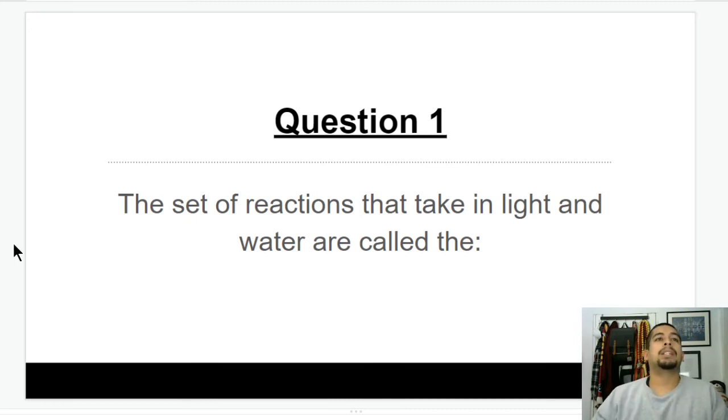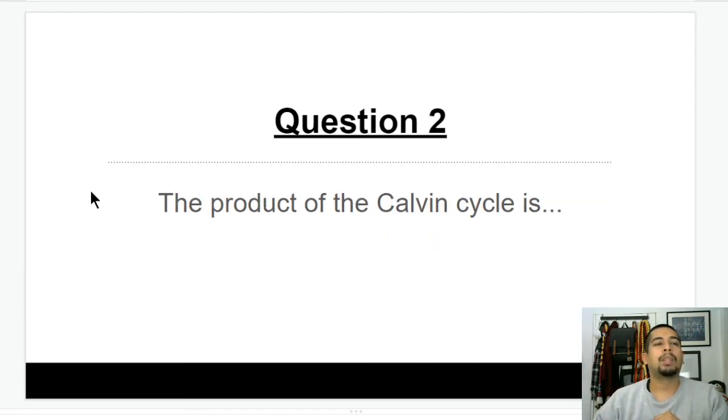So, question 1. The set of reactions that take in light and water are obviously called the light-dependent reactions, right? We need the light for the light reactions to happen. And as a bonus question, what are the products of the light-dependent reactions? Okay. Now I hope you are able to answer NADPH and ATP because those sound like some very good exam questions that I can ask later on. Always remember NADPH and ATP are going to be reactants in the next set of reactions, okay, which are called the Calvin cycle.